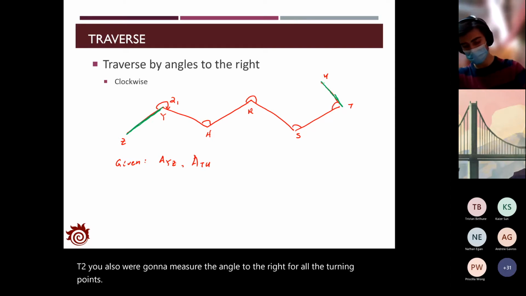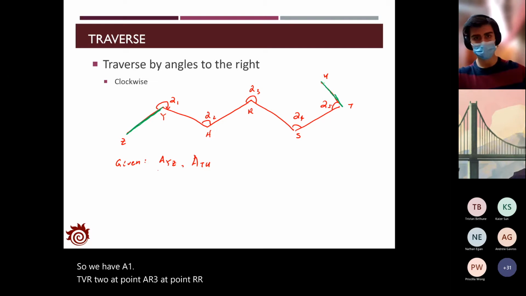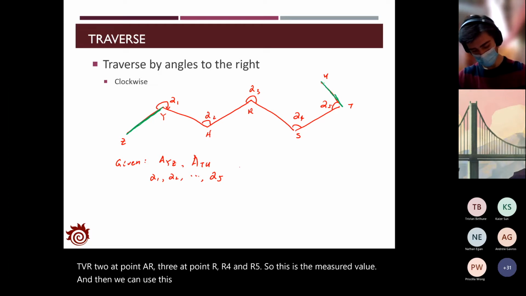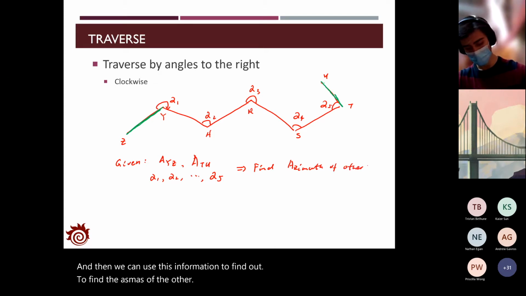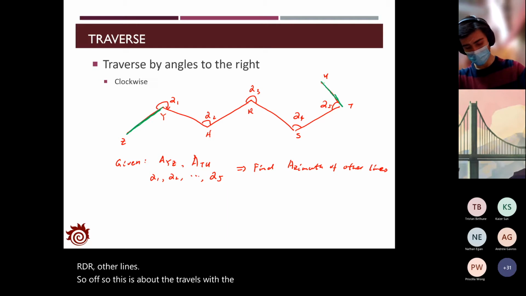So we have alpha 1, alpha 2 at the point A, alpha 3 at the point R, alpha 4 and alpha 5. So this is the measured value. And then we can use this information to find the azimuth of the other lines. So this is about the traverse with the angle to the right. Instead of measuring deflection angle, we measure the angle to the right.